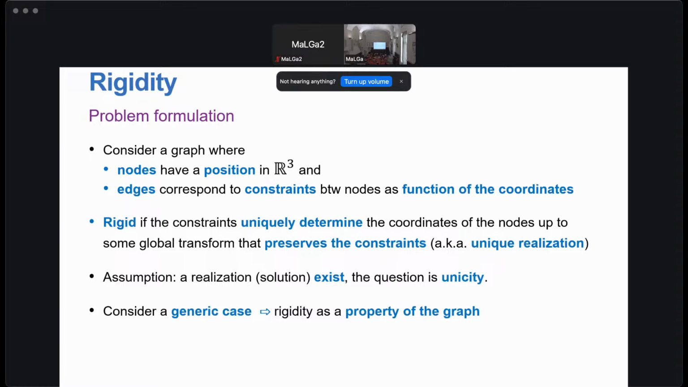So we are not asking here if a solution exists. We assume that the solution exists, and we ask ourselves if the solution is unique. And also, to make things simpler, we consider a generic case. Generic case means that we don't assume a specific embedding of a graph, a specific assignment of coordinates. We assume that these coordinates are generic, so they do not satisfy any non-trivial algebraic relation. So basically, if you randomly assign positions to the nodes, that is a generic configuration.